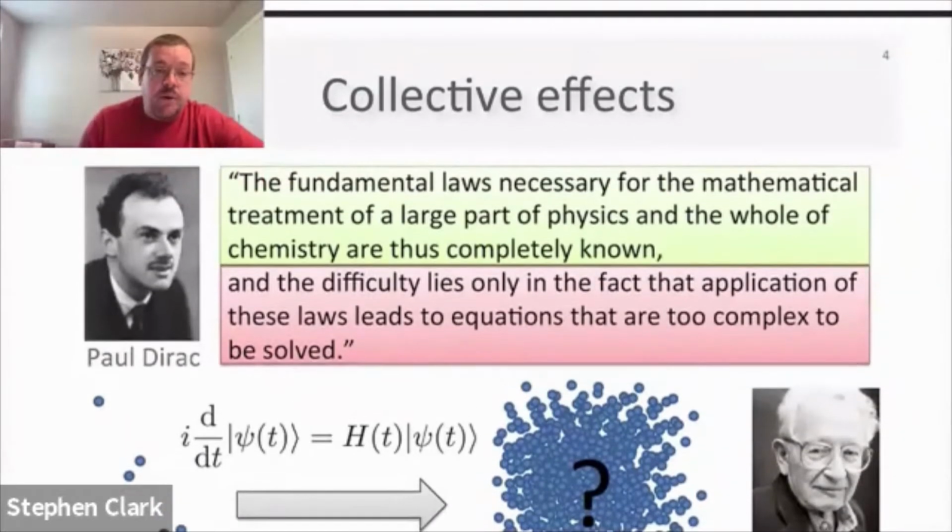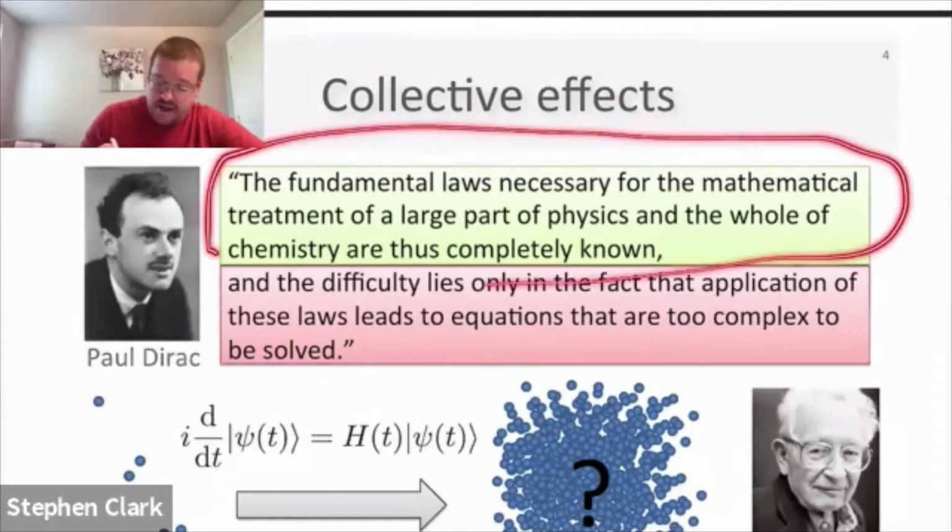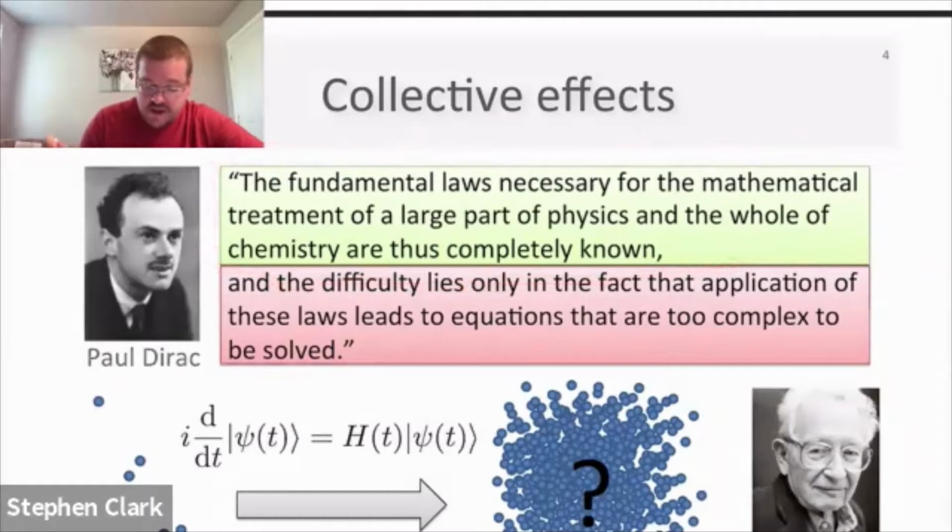Okay, so a little bit of motivation. We're interested in many body physics, and the reason for that is because of collective effects. So there's this quote from Dirac that I quite like, which has a green part to it, which is nice. There's the fundamental laws necessary for treating a large part of physics. And I particularly like this: the whole of chemistry is completely known. So Dirac considered chemistry done.